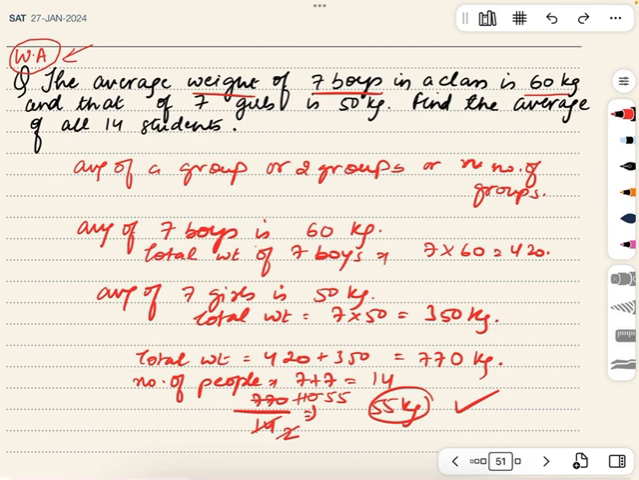Okay, so this is how you have to approach it when you have been given the number of groups, their averages, and the number of people in each group. We are going to see more averages questions in our next videos, because every video will contain different sorts of questions.